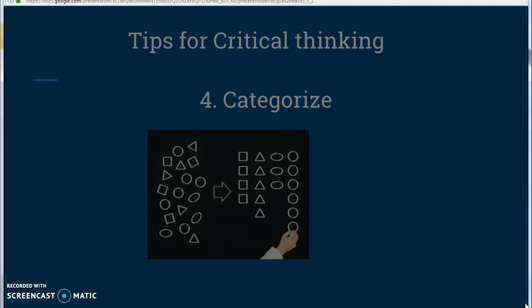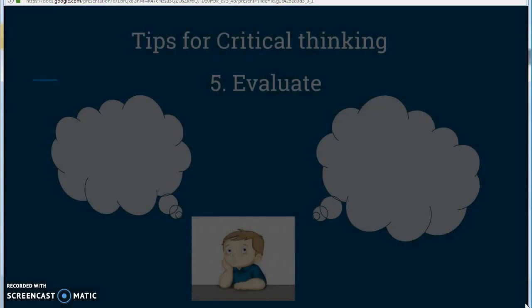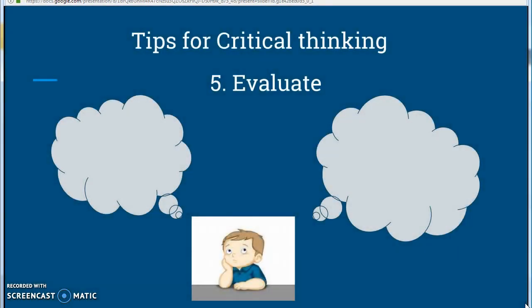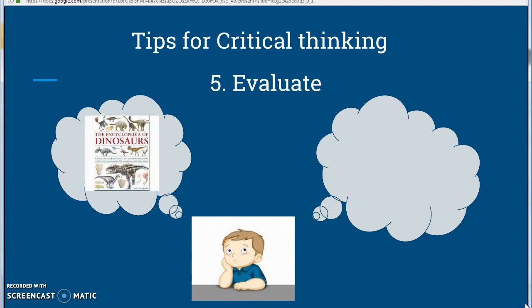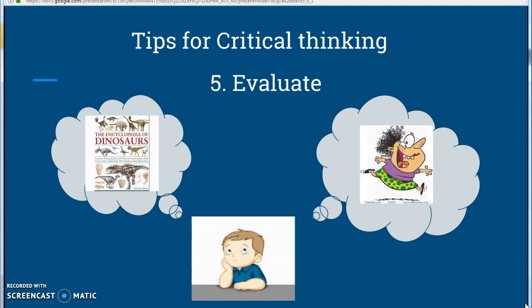Let's move on to our last tip, number 5, evaluating. When we evaluate something, we are making a judgment about the importance and quality of our ideas. Let's say we need to do research on dinosaurs. We can look at the Encyclopedia of Dinosaurs, or we can ask our crazy Aunt Maggie who loves dinosaurs. Which resource do you think would be better quality?